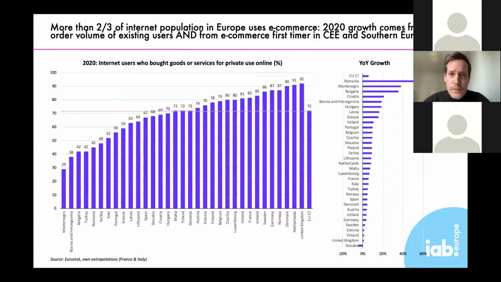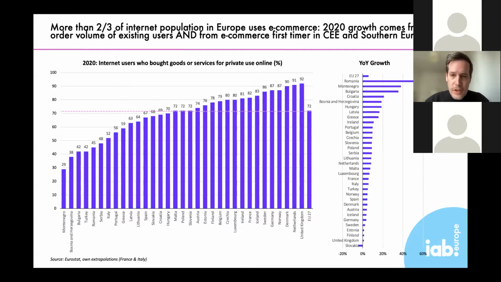Who is, though, the consumer? Who has been buying online during this pandemic? And there are really two perspectives of this. Here's some interesting data from Eurostat, which shows what percentage of internet users, for their own or private purposes, have been using e-commerce in the last 12 months. And you can see it is nearly every single internet user.